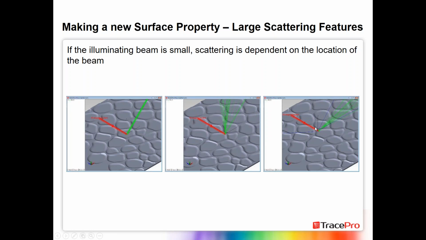This is a model of that Miro 9. But depending on where the illuminating beam hits this surface, we get different scatter patterns. If we hit right in the center, it behaves quite specularly. If we hit on an edge, we get scatter in multiple directions.